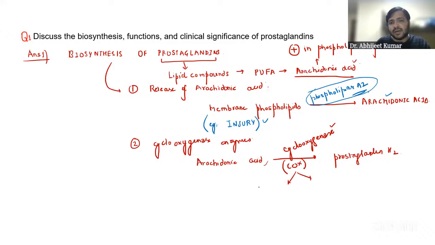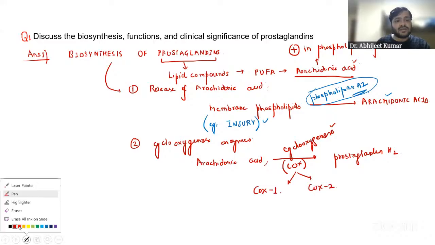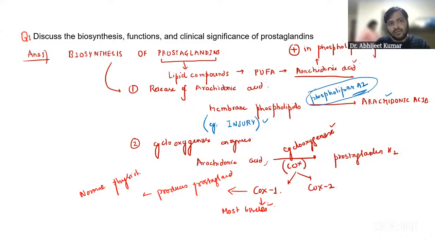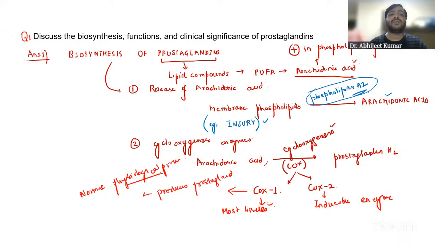Now, COX basically comes in two forms, that is COX-1 and COX-2. COX-1, cyclooxygenase 1, is found in most tissues of the body. This COX-1 is responsible for producing prostaglandins which are involved in normal physiological processes. COX-2 is an inducible enzyme.